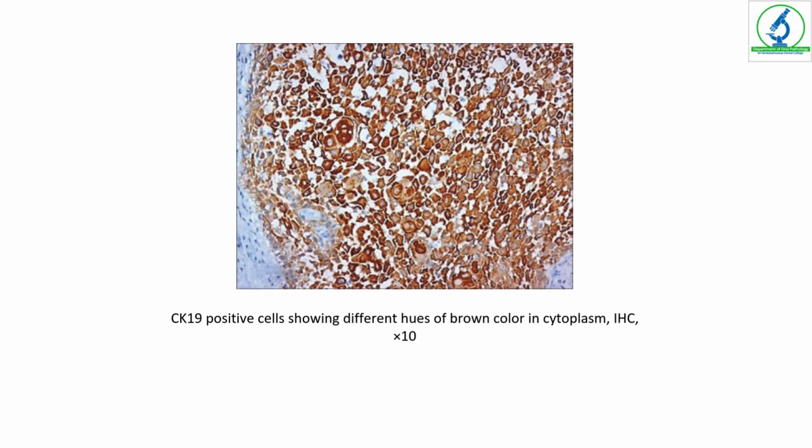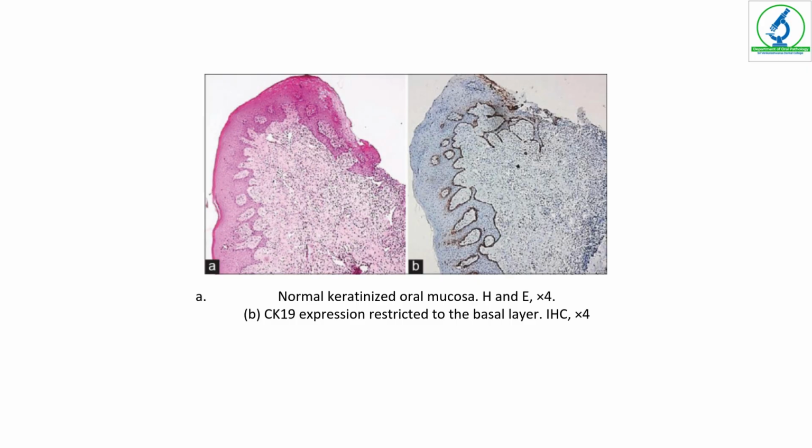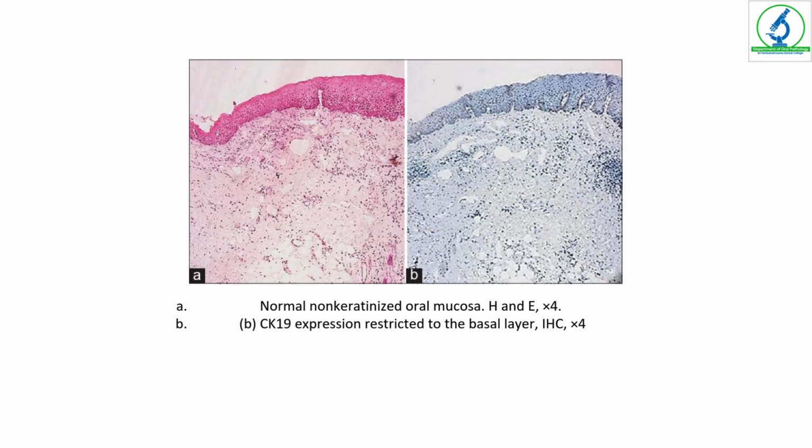CK19 positive cells showing different hues of brown color in cytoplasm, IHC, 10x. Normal keratinized oral mucosa, H&E, 4x. B. CK19 expression restricted to the basal layer, IHC, 4x. Normal non-keratinized oral mucosa, H&E, 4x.